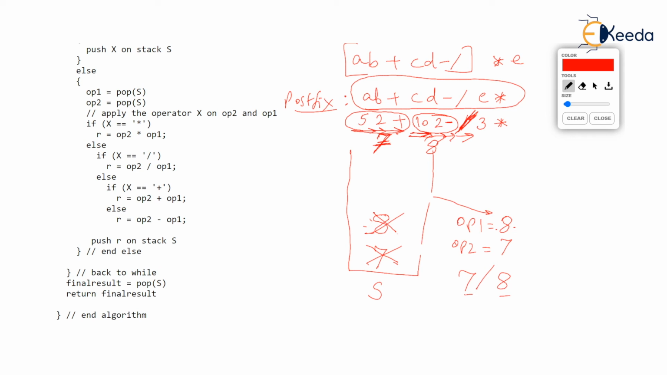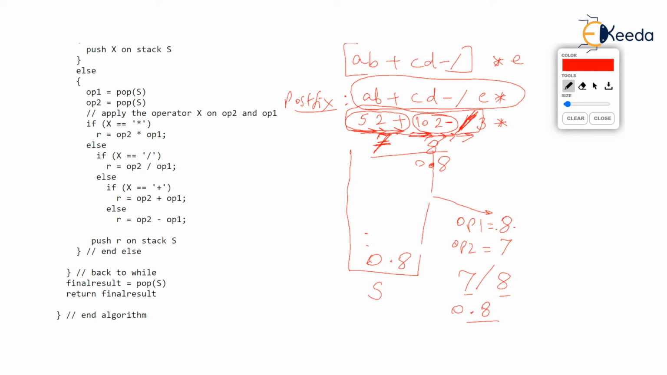So 7 upon 8 will be what? 0.8 something, isn't it? 0.8, let's say. So the stack is going to get, this is the result, isn't it? 0.8. And you push the result on the stack. So stack is going to now load 0.8. So notice this 7 upon 8 has been done. And 7 upon 8 is nothing but something like 0.8.